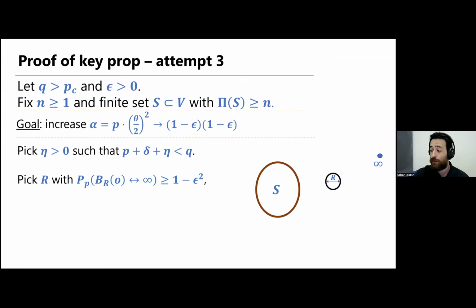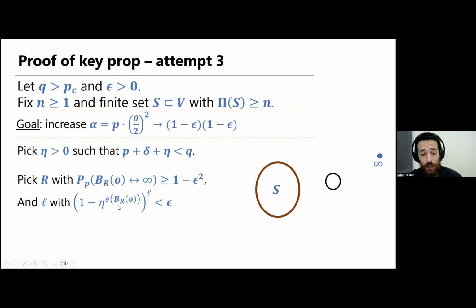And now I still want to have many chances of success. So I pick L, and now L is going to be huge, but it's still just a constant. So I pick L such that (1 minus eta) to the number of edges inside the ball, to the power L, is at most epsilon. So what does this tell us? It tells us that if I now take L many balls and I do eta percolation in each one of them, then the probability that at least one of them is fully open under eta percolation is not that small. It's at least 1 minus epsilon.